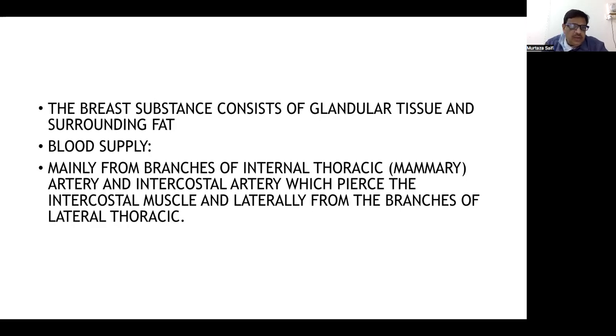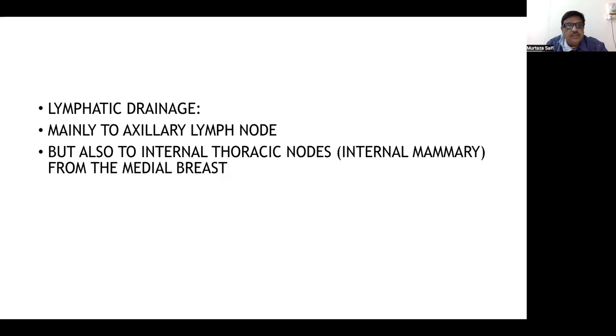Blood supply of the breast is mainly from the branches of internal thoracic, that is mammary artery, and intercostal arteries, which pierce the intercostal muscles, and laterally from the branches of lateral thoracic artery. Lymphatic drainage is very important, mainly to axillary lymph node, but also to internal thoracic node, that is also called internal mammary node, from the medial breast. We mainly do axillary dissection for the lymph node.